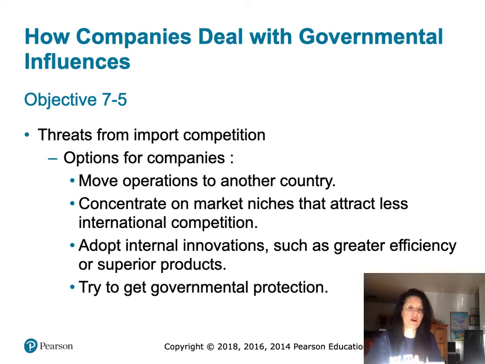Some industries heavily rely on governmental support. Some industries heavily rely on market. Some industries are more regulated. Some industries are less regulated. I think whether or not the companies can effectively deal with international competition depends on the type of industry we are talking about.